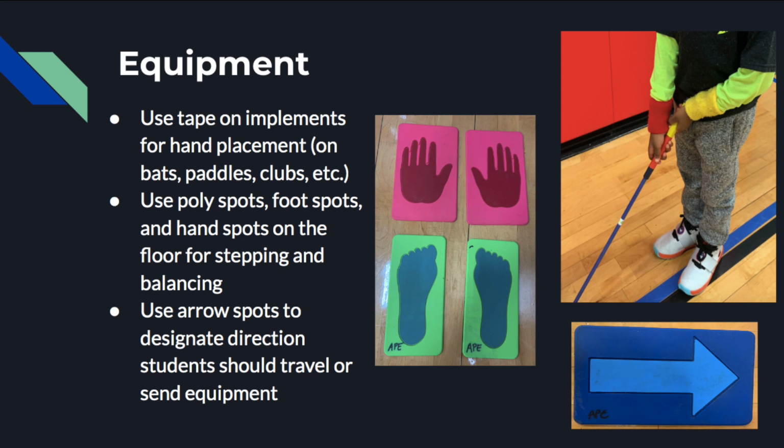Foot spots can be used to help students step and transfer their weight during throwing, tossing, kicking, and striking skills. Hand and foot spots can be used during balance and gymnastic activities. Arrow spots can be used to show students where to travel, how to rotate between stations, and in which direction to send their equipment.